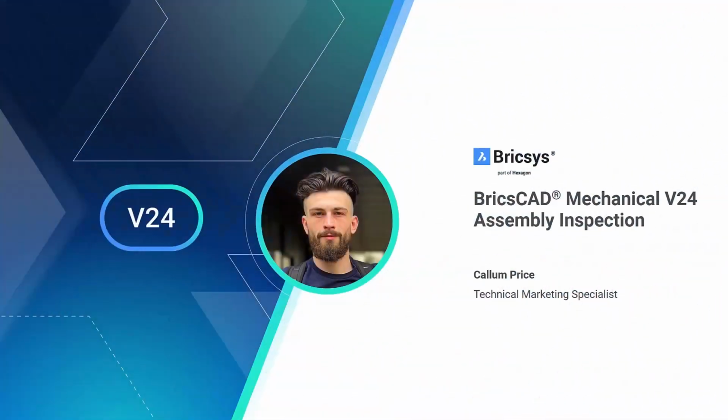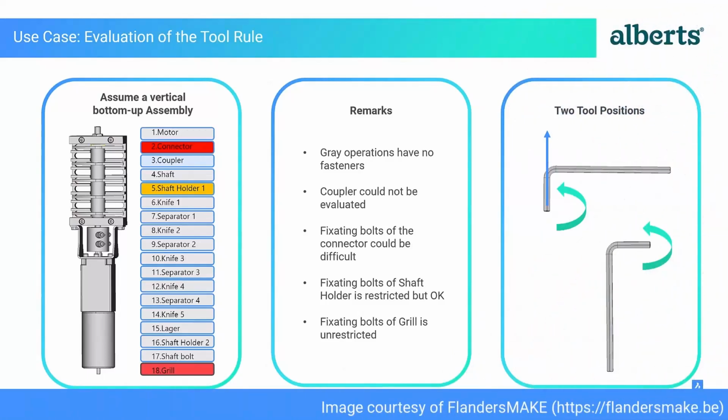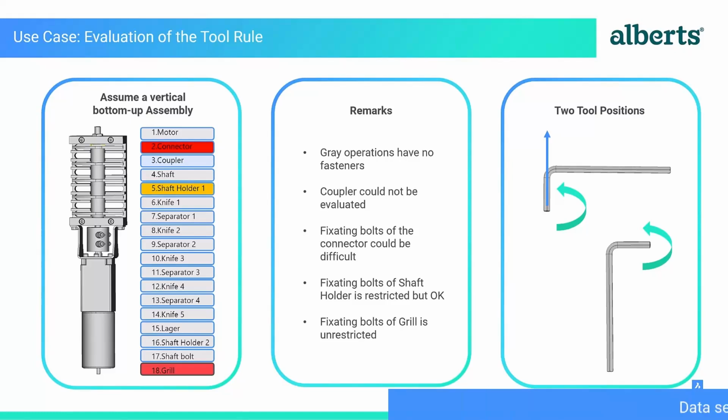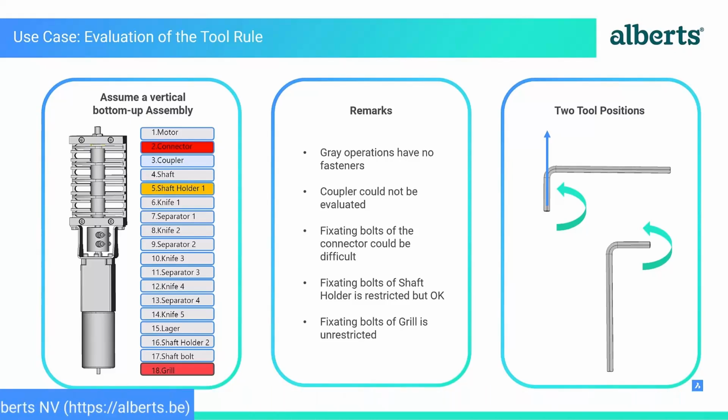In product design and manufacture, factors outside of functionality must be considered. How a product is assembled also has an impact on overall productivity for the manufacturer. Our partner Alberts recently used our new assembly inspection tool to create a use case study of tool usage on their product, a crusher assembly which is part of a smoothing machine.